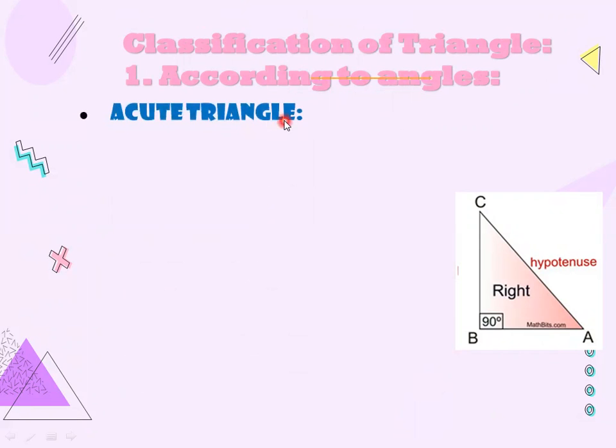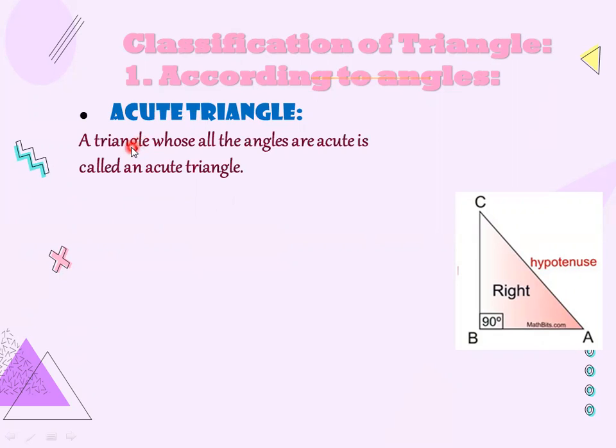The first one is this acute triangle. As you remember, the first type of triangle according to the angles is the acute triangle. As the name indicates, it is a triangle whose angles are all acute. Acute means an angle less than 90 degrees. So if a triangle has all angles acute, that triangle will be called an acute triangle.